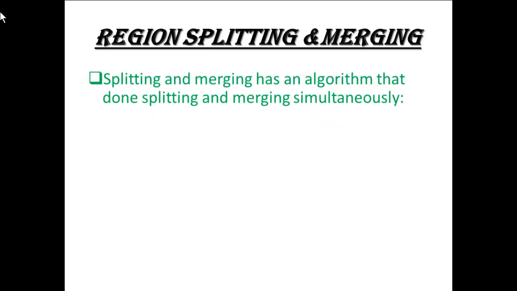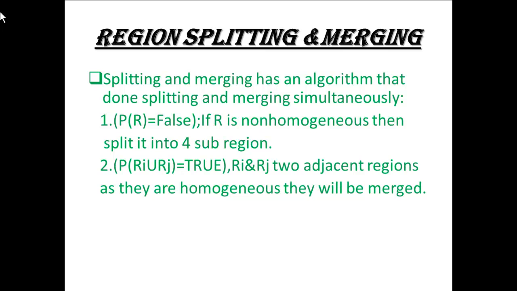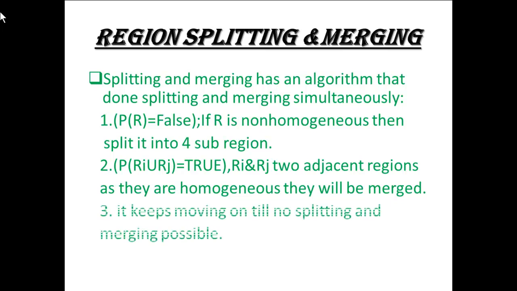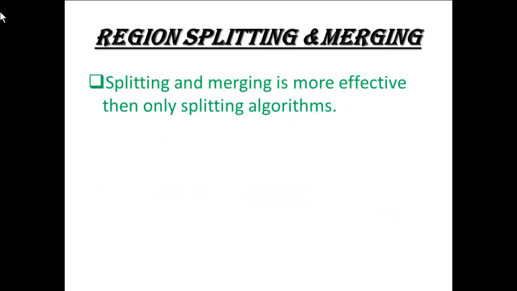Splitting and merging is an algorithm that does splitting and merging simultaneously. First, if the predicate of R is false, that is, R is non-homogeneous, then split it into 4 sub-regions. If the predicate of Ri union Rj is true, Ri and Rj, two adjacent regions, as they are homogeneous, will be merged. It keeps moving on till no splitting and merging is possible. Splitting and merging is more effective than only a splitting algorithm.